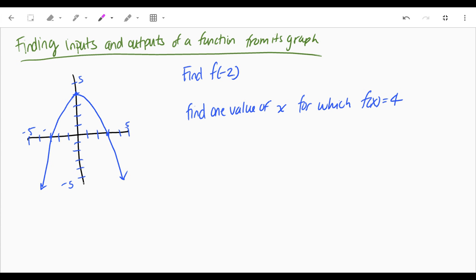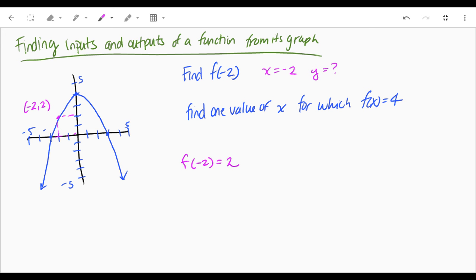Okay, so first of all, f of negative 2, that means when x is negative 2, what's y? Okay, so when x is negative 2, y is up here, and you'll have the grid there. You'll be able to see it exactly, but it is at the point -2, 2. Okay, so f of -2 is 2.